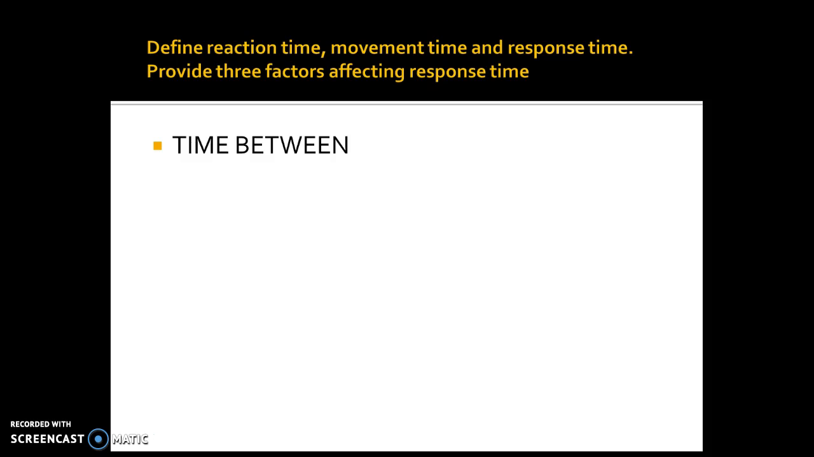The key for the definitions of reaction time, movement time and response time is you must have the time between. Then what you have to do is mix around 3 terms: presentation of stimulus, start of movement, end of movement. You have to try and get the combinations that go from that to that. Then you need 3 factors that affect your response time.